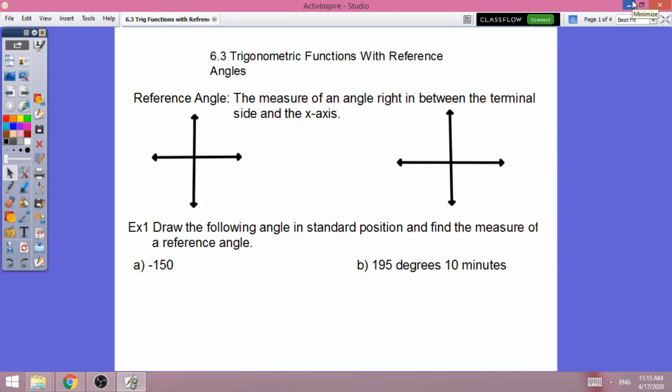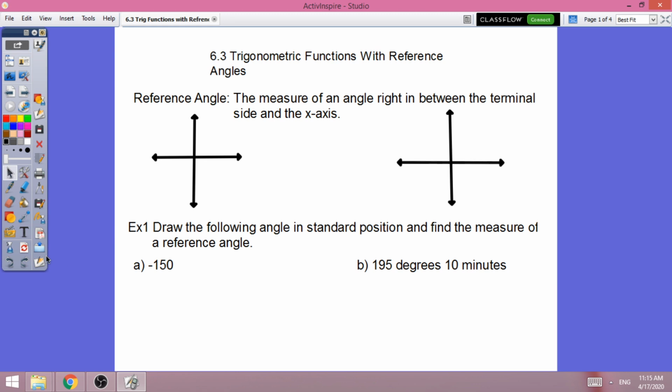Good morning, class. Today I want to talk about 6.3, trigonometric functions with reference angles. Here's the definition of the reference angle: it is the measure of the angle located right in between the terminal side and the x-axis.